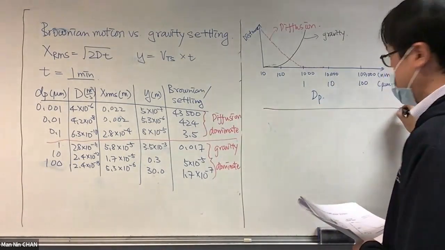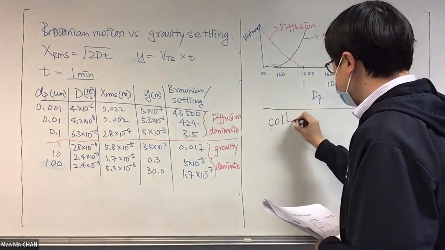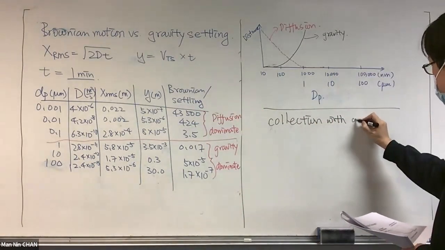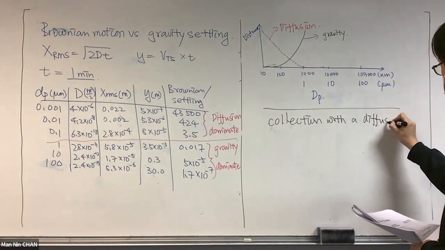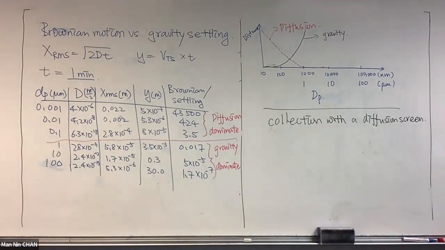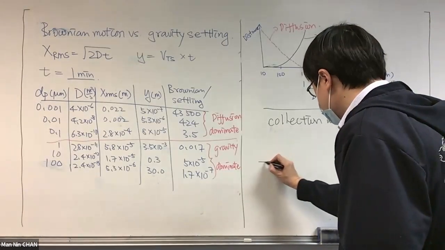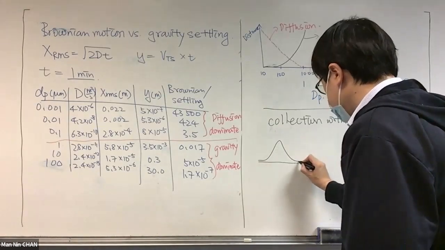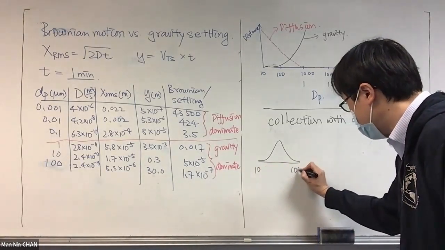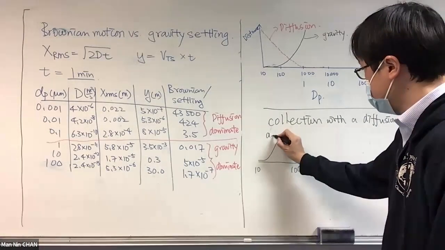One way we can collect these small particles is what we call the diffusion screen. What that means, you can argue, is this: let's say I have an aerosol coming in. This is the aerosol distribution. We target small particles, so this is 10 to 100 nanometer. This is the aerosol coming in.